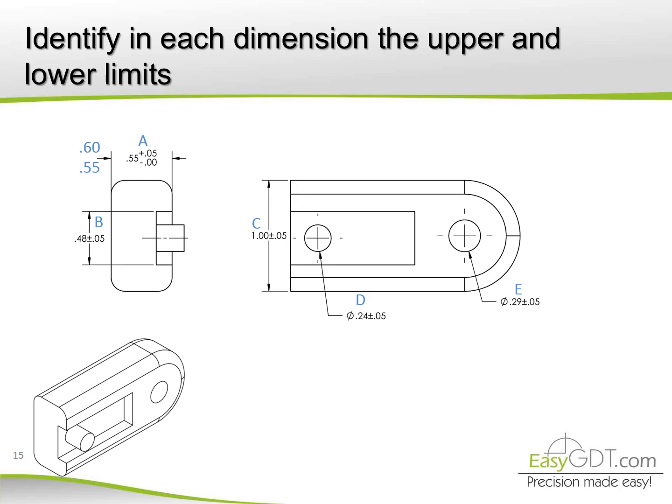Check your entries. In the case of feature B, the limits are 0.53 and 0.43. In feature C, we have 1.05 and 0.95. In feature D, 0.29 and 0.19. And in E, 0.34 and 0.24.